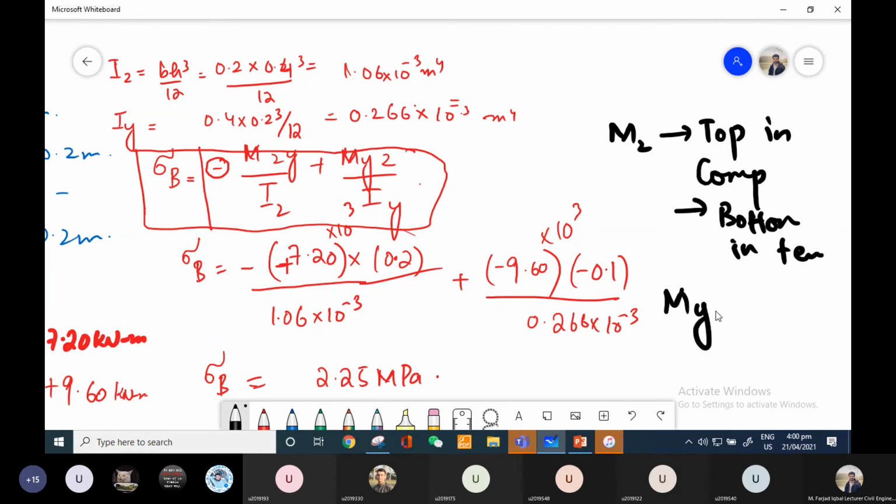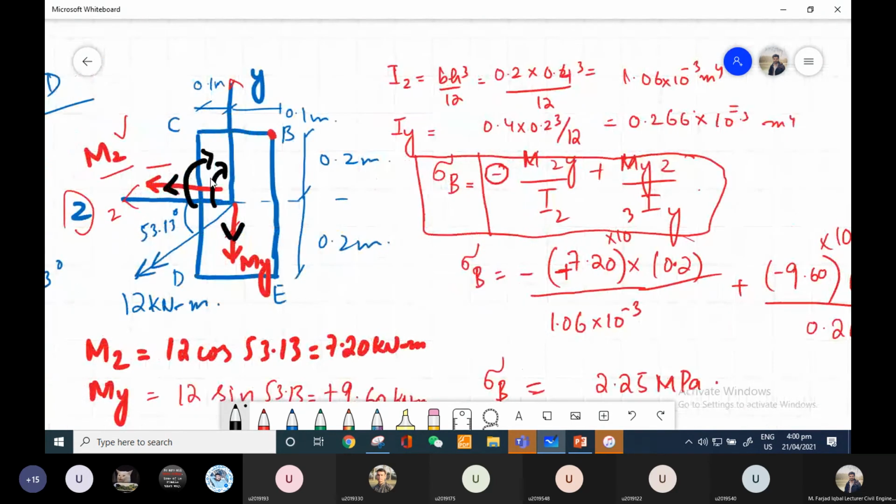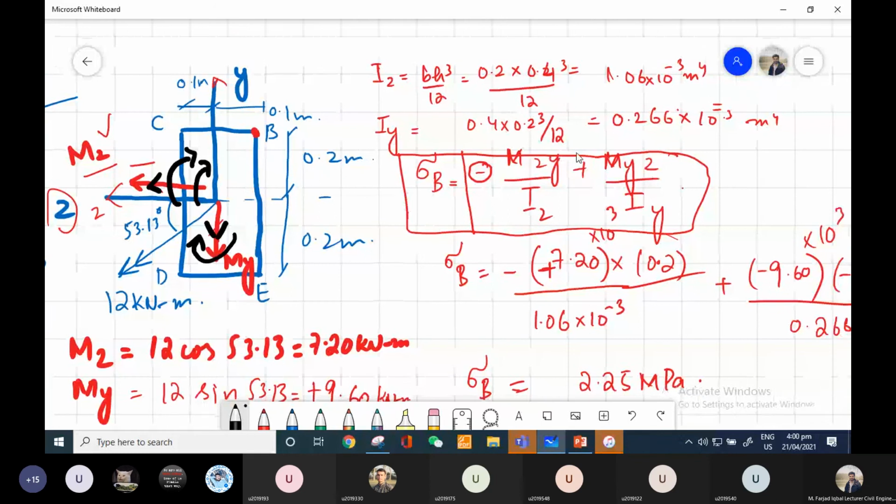Now can you tell me that due to my Mz, what will be the forces on the right side and what will be the forces on the left side using the same rule? The left side will be in compression, and the right side will be in tension.